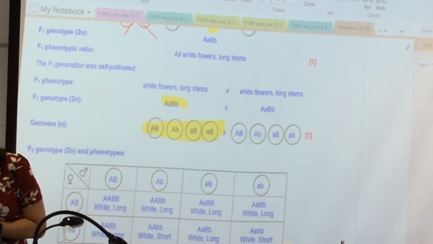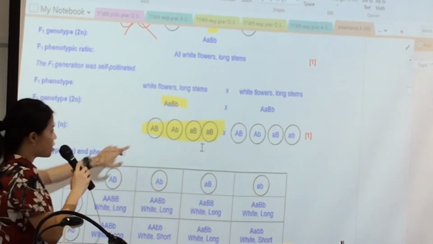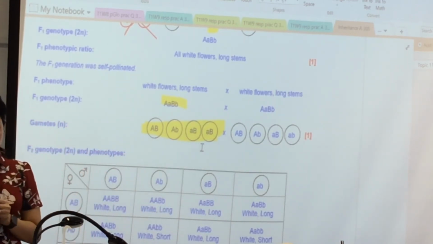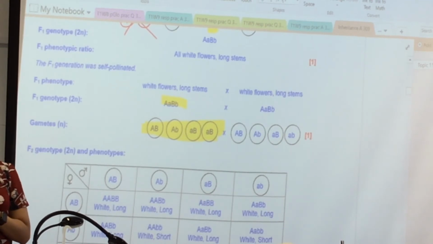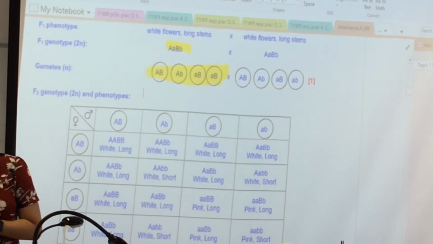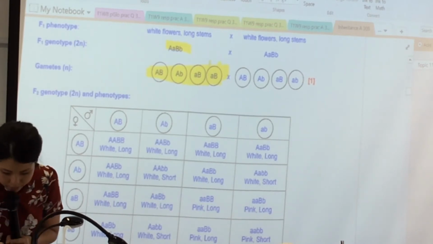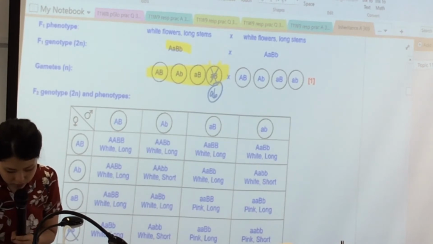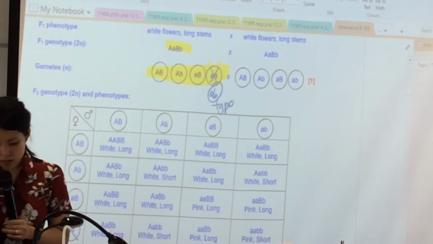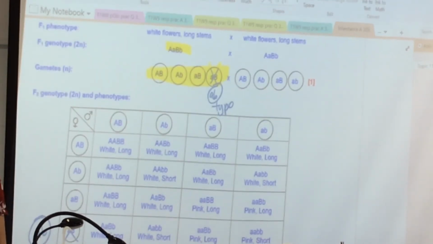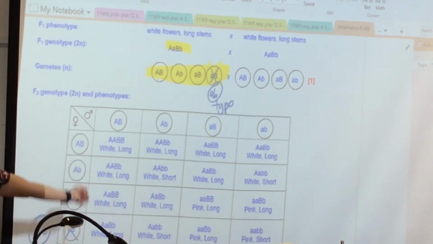Alright, so can you look at the mark scheme? The mark scheme is the F1 gametes are 1 mark. Must it be circled? Yes, as long as it's gametes, it needs to be circled. Can you check the Punnett square? Oh yeah, there's a typo here. Okay, so there's a typo. Can you please check?